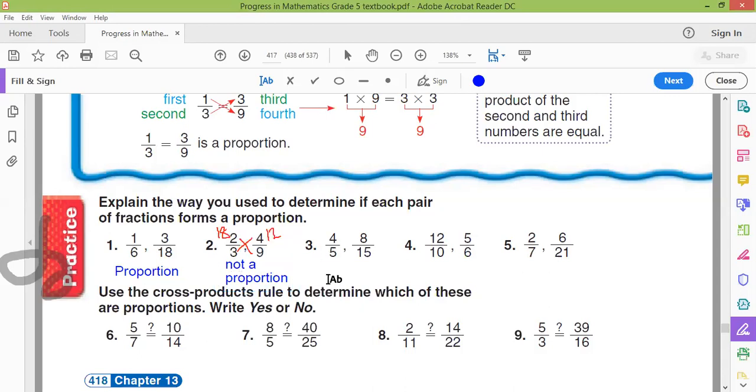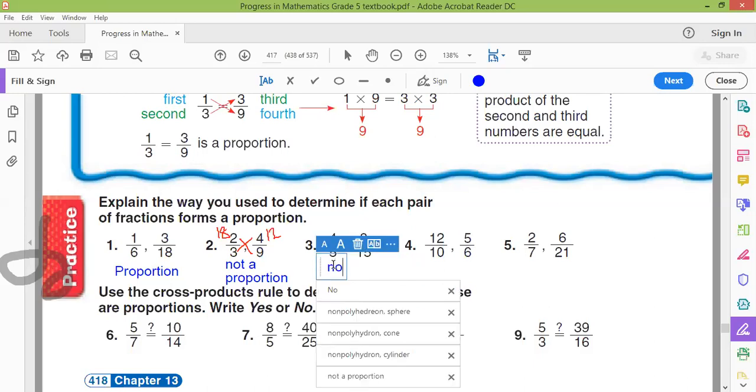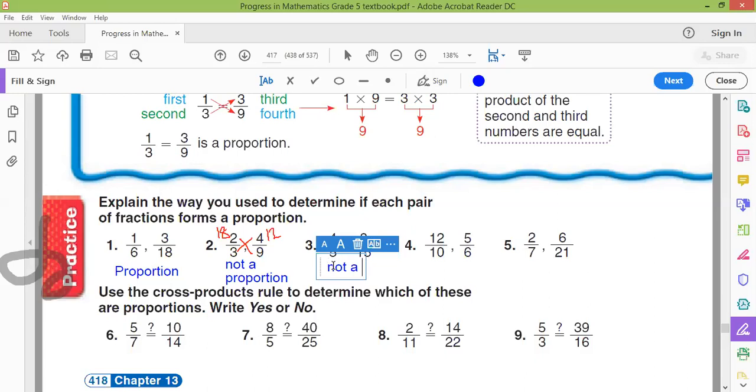Teacher, number 3, not a proportion. Why is it not a proportion? Because 4 multiply 15 is 60 and 8 multiply 5 is 40. So right here, not a proportion. Next one is Hassan.